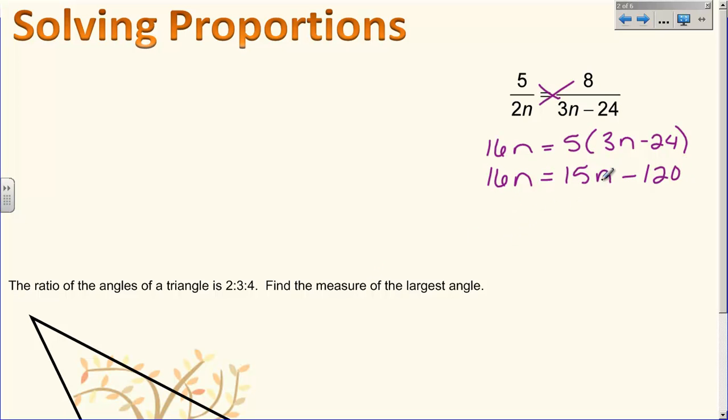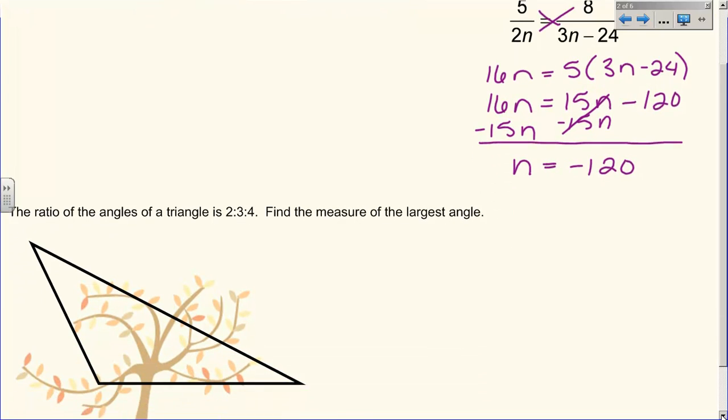So I've got variables on both sides of the equal sign. So step 1 will be to subtract this 15n from each side, which gives me 1n equals negative 120. I've solved my equation. I know n equals negative 120. So to solve any proportion you're given, cross multiply.